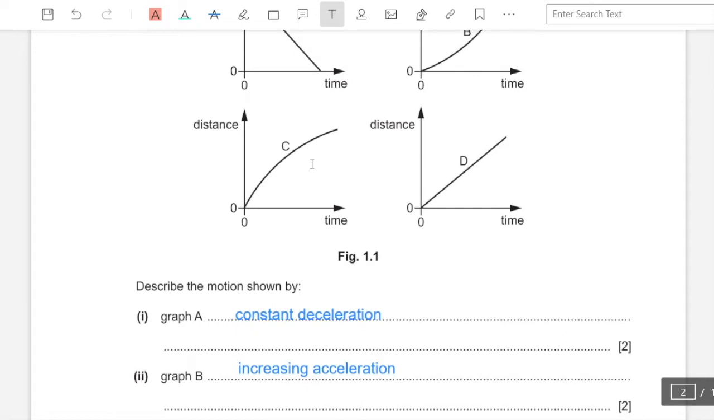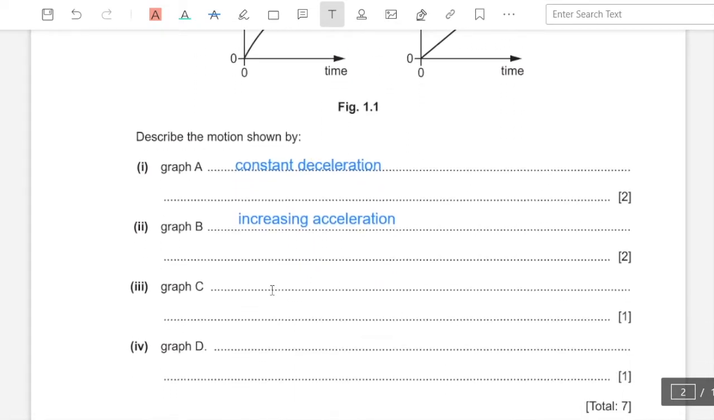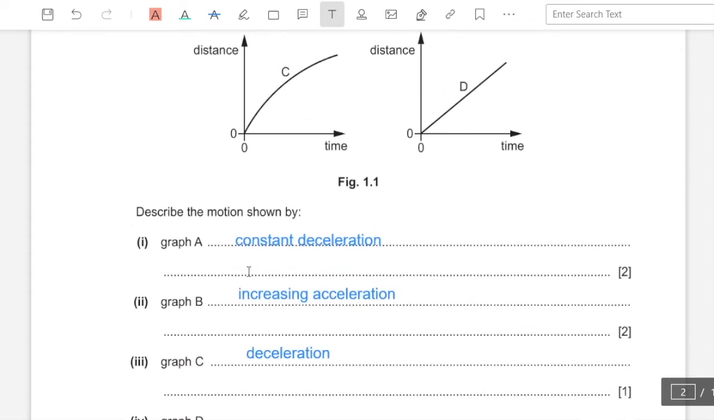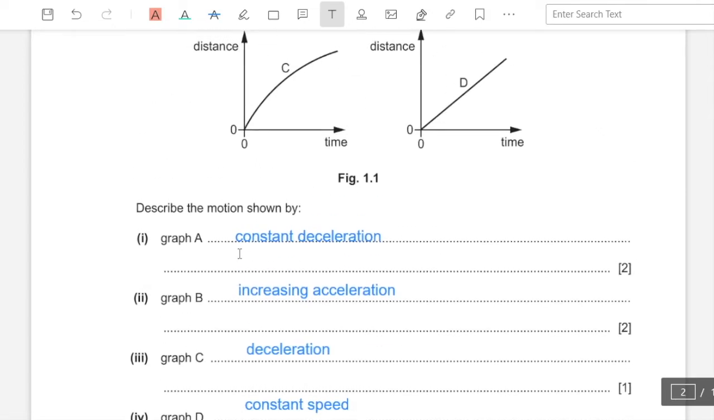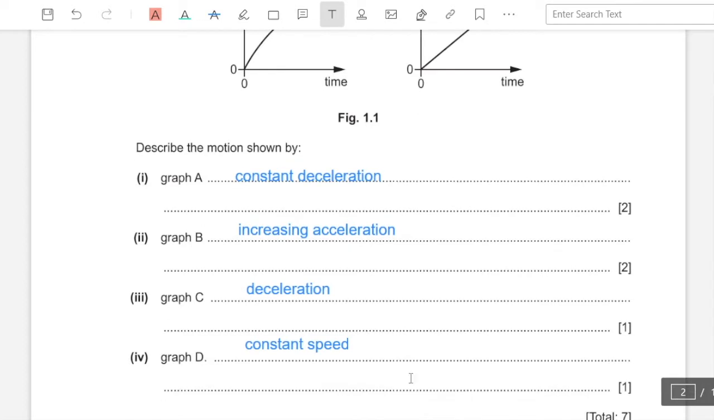C is a distance time graph, and this is showing deceleration. Graph D shows constant speed.